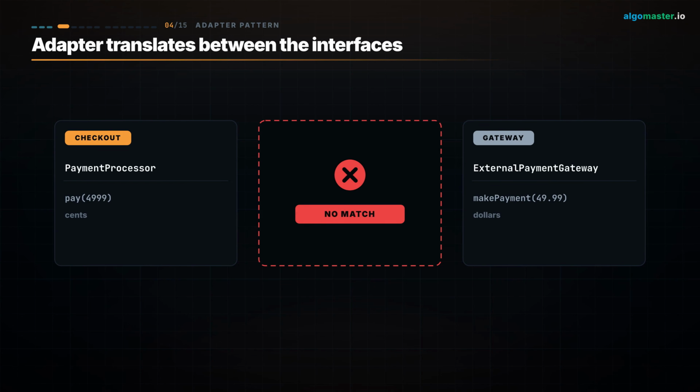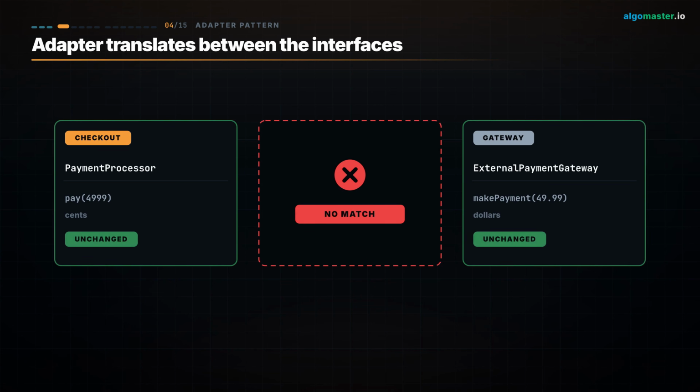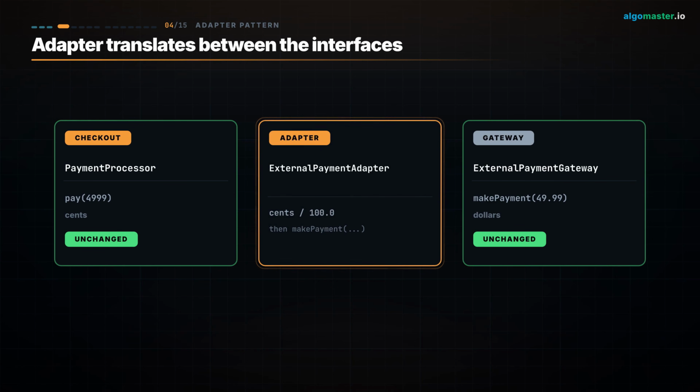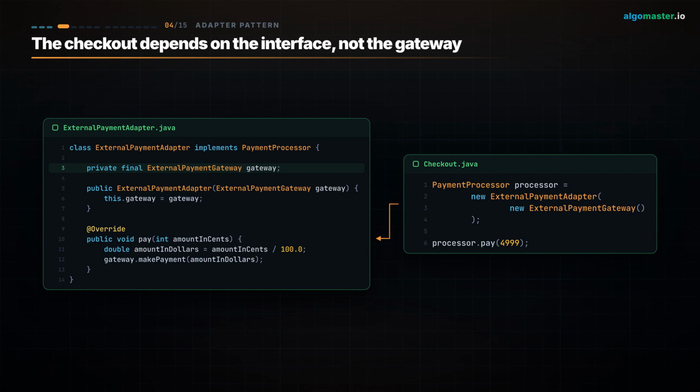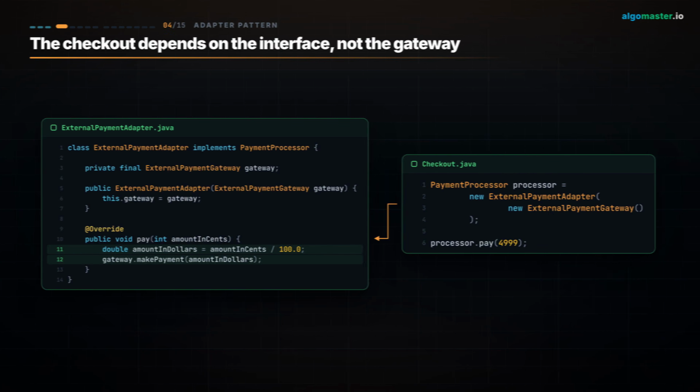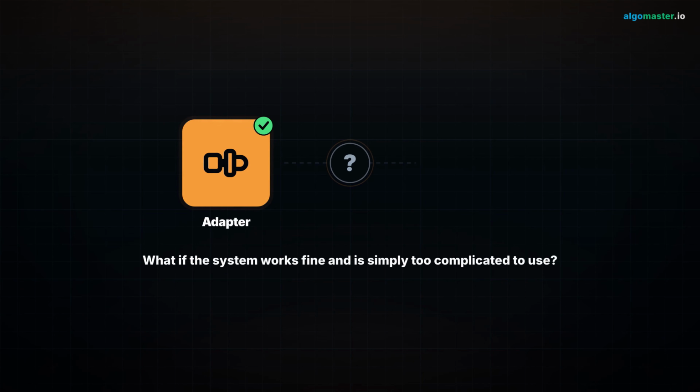This is where the adapter pattern helps. Instead of changing the gateway or rewriting our checkout system, we can create an adapter that implements the interface our application expects. The adapter receives the request in the format our application understands. It then converts the amount from cents to dollars and calls the method provided by the legacy gateway. Now the checkout system can use the external payment provider through the standard payment processor interface. It does not need to know that the adapter is translating method names, data formats, or units behind the scenes. The adapter pattern helps incompatible components work together.